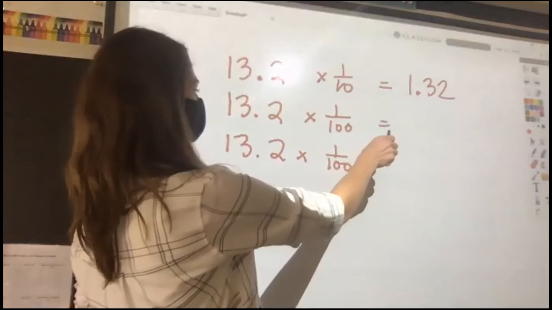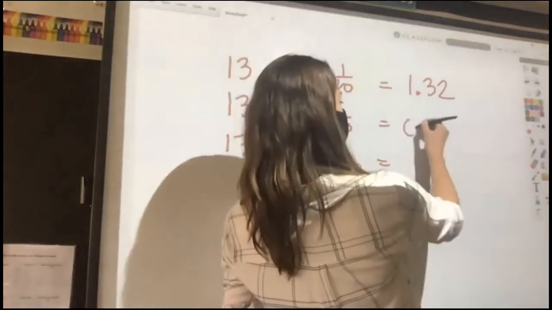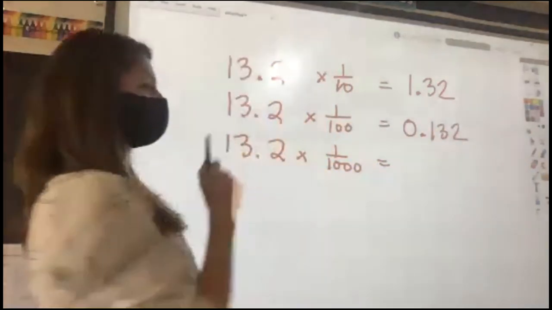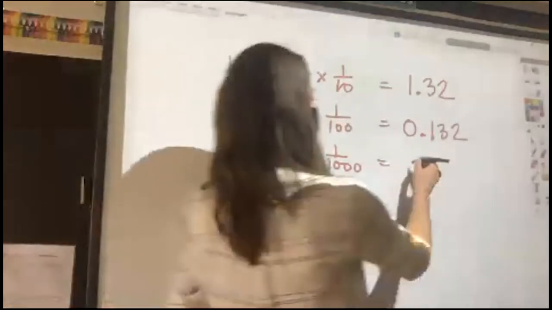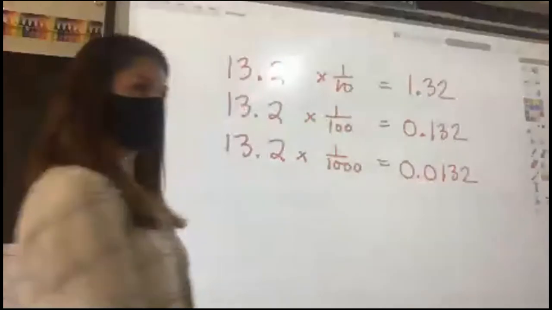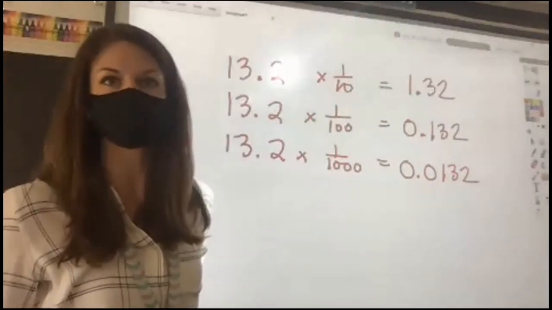So go ahead for this next one. What would 13.2 times 100th be? 0.132. How about 13.2 times 1,000th? 0.0132. Okay. How about one more with just powers of 10?